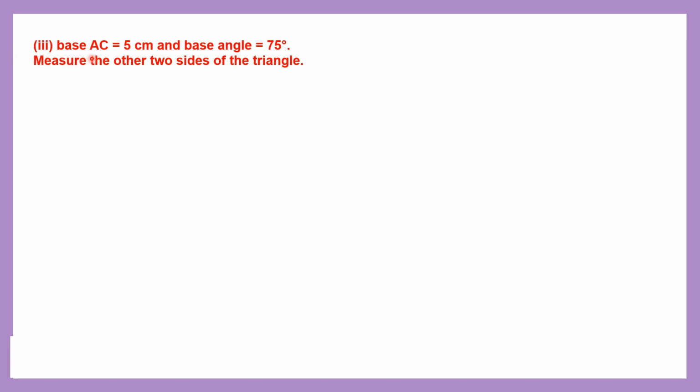Question 3. Base AC is 5 centimeters and the base angle is 75 degrees. Again, measure the other two sides of the triangle. So let's draw our rough figure. We have a rough figure here. The base AC is 5 centimeters. So let's write AC. This is now A and C. This is 5 centimeters. Since we have AC here, this will be B. So now the triangle is triangle ABC. Now the base angle is 75 and in an isosceles triangle, the base angles will be the same. So both these angles are 75 degrees each.